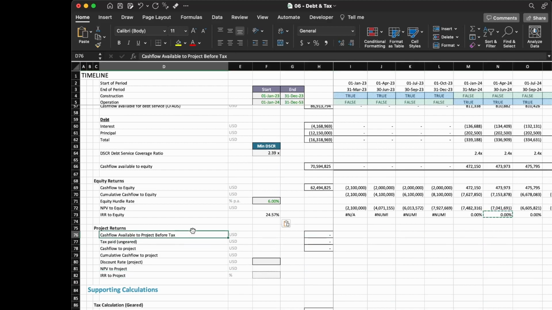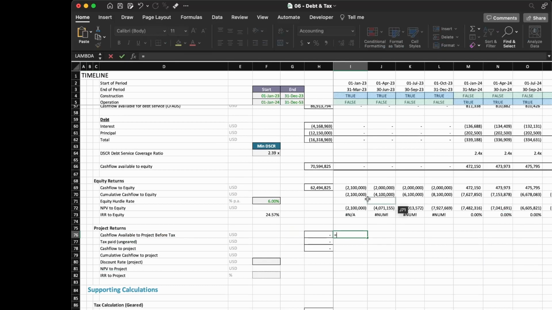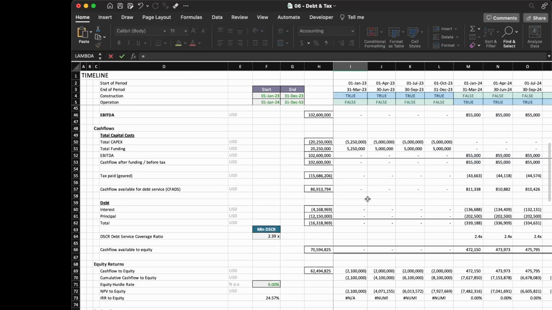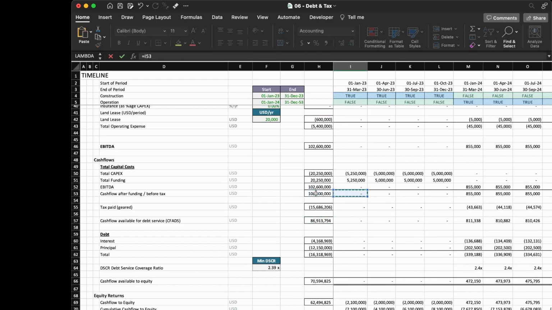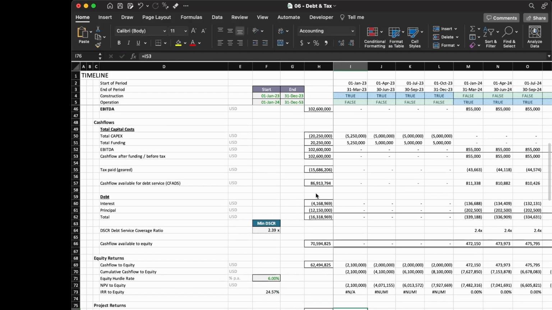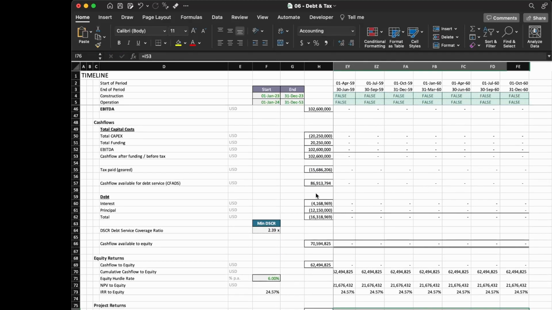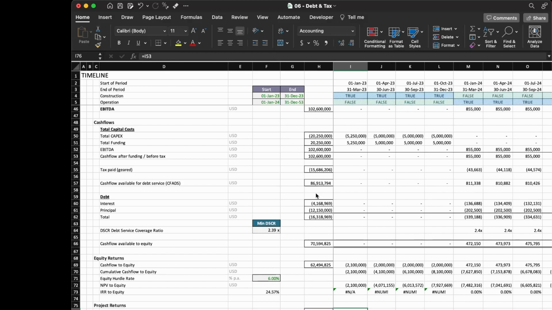So let's see, what is the cash flow available to project before tax? So let's find it in here. It should be the cash flows before tax, and it is this one in here. I'm going to just plug in the right name and the right cell. That's the one. I'm going to copy and paste across. And that's 102 million. Cool.